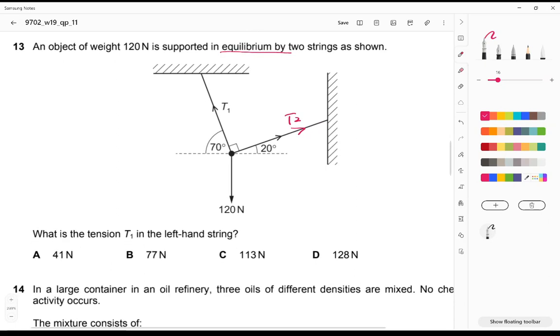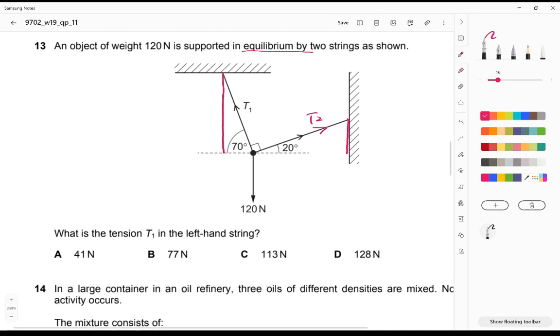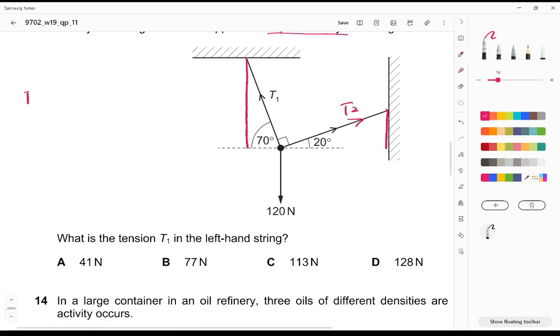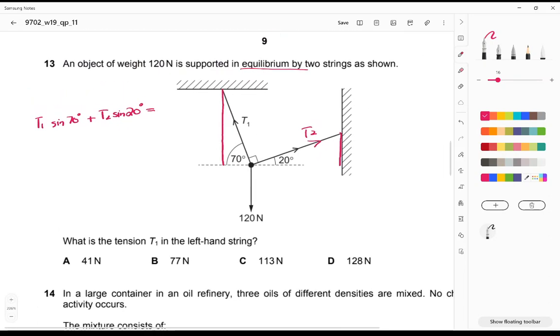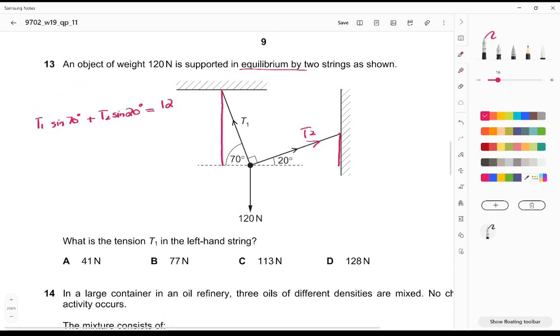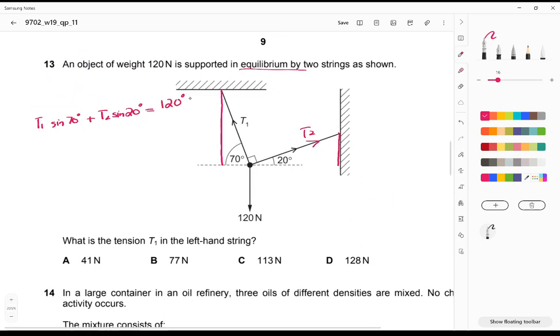The first equation: we are going to resolve T1 vertically and also T2 vertically, and add these two forces together. So this is T1 sine 70 degrees plus T2 sine 20 degrees, and that should be equal to 120 newtons. So this is the first equation that I got.